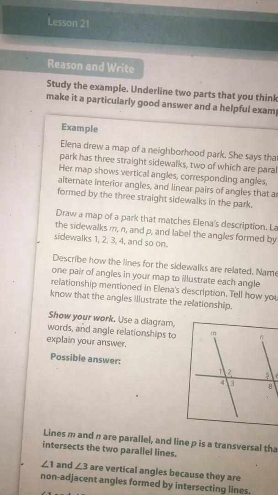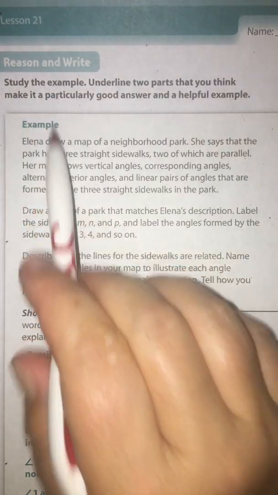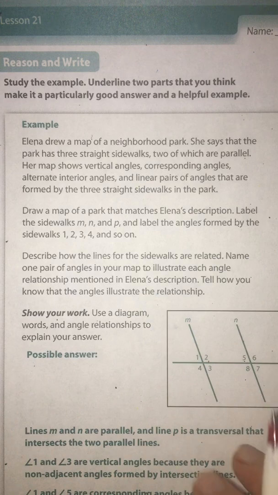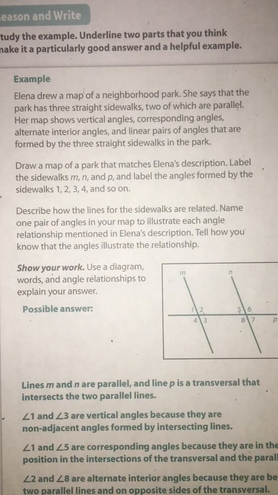Page 223, 224. It's a reason and write, so you're going to study this example, and then it's going to give you a new problem, and you have to make sure that your work looks like this possible answer. So if we want it to look like the possible answer, what we need to do is read through and underline two important parts to ourselves.